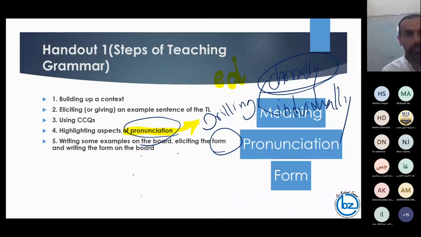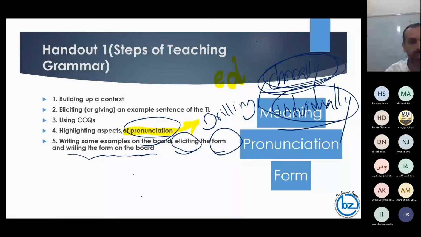So you can see, and there can even be some examples from the first movie or from the first picture or from the first context that you have created. And your students are going to repeat after you chorally and individually, and then the form is going to be elicited and then written on the board.